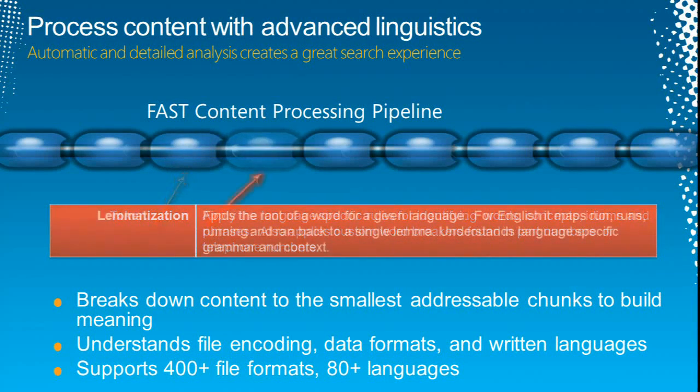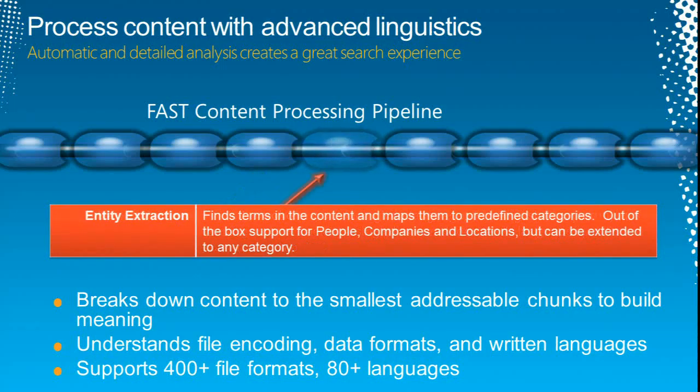Tokenization is the next stage. Moving on to lemmatization, just understanding lemmatization, that's the difference between stemming and lemmatization. With stemming, I might take the words run and running, and I know that those two are related. With lemmatization, what I'm actually doing is understanding that the past tense, ran, is also the same as run and running. So there's actually quite a lot that you have to do to get to that point, understanding the grammar and the context. As mentioned, entity extraction. Out-of-box Fast Search for SharePoint will extract people, companies, and locations, but you can extend that with your own dictionary to do what you want.